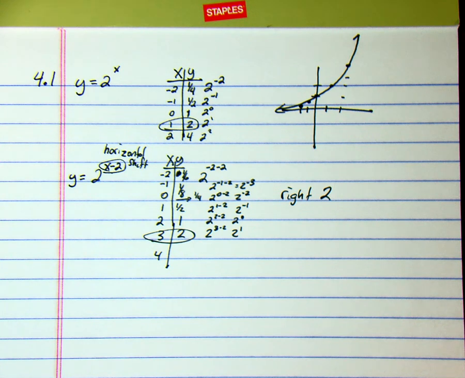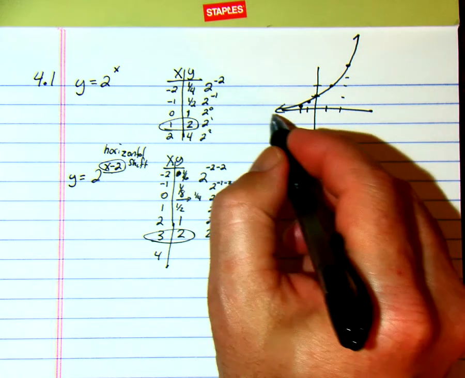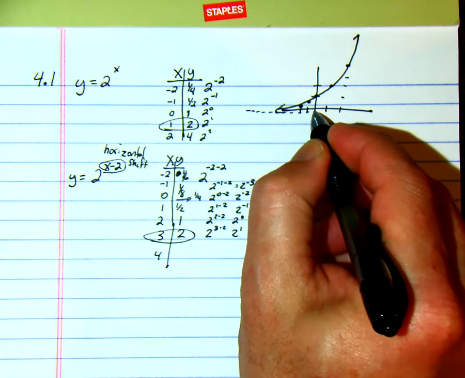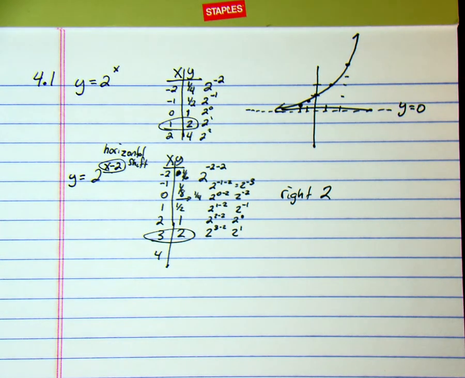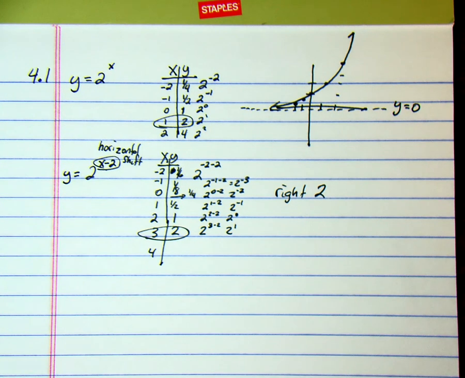So now we'll check that answer. Oh, and we have to graph the asymptote. One of the things that can get to be a pain is forgetting to graph your asymptote. We have a horizontal asymptote here. It's that line that the graph never touches, and that horizontal asymptote is going to be at y equals 0.